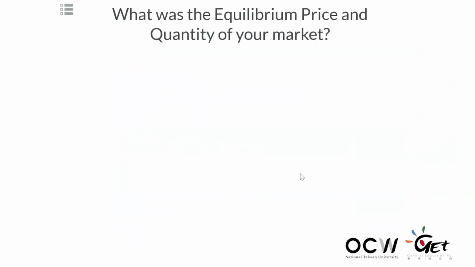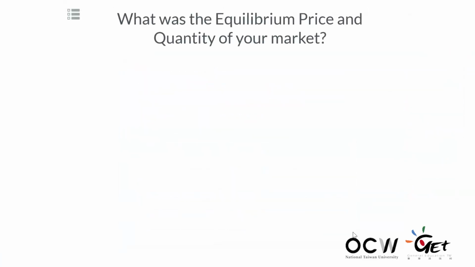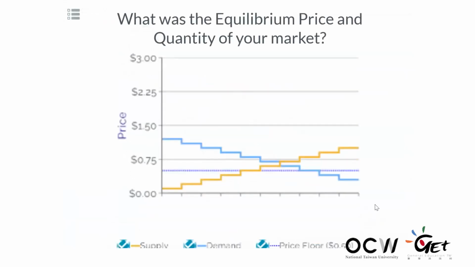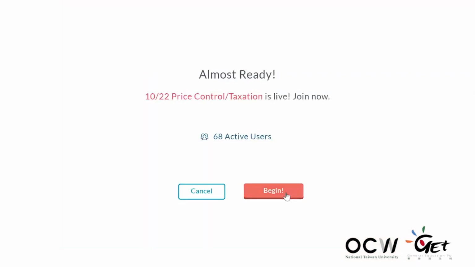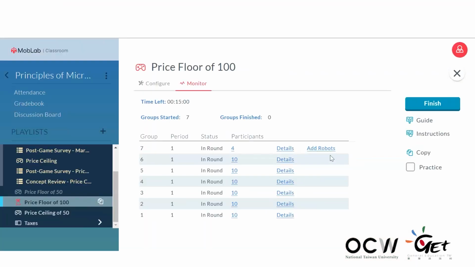Now we're going to go back and say, what was the equilibrium price and quantity of your market? Yeah, so it's this one. So you just saw, this is the market schedule. And the price floor of 50 did not really affect anything. Now we're going to change this to have a price floor of $1, 100 cents. And I think I didn't change the supply-demand schedule, so it'll be the same one as before. So let's go on to the next one, and let's go.